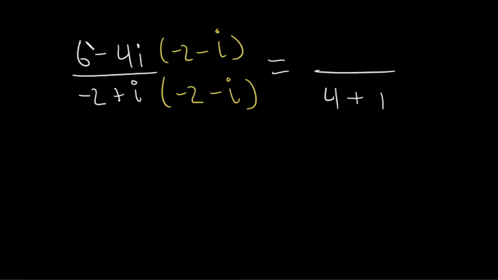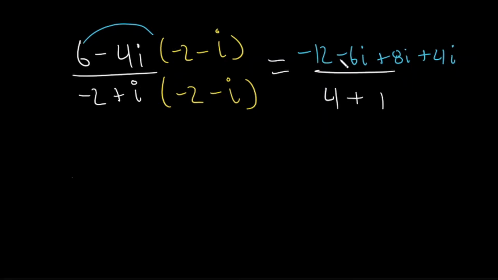We have 6 times negative 2 is negative 12. 6 times negative i is going to be negative 6i. Negative 4i times negative 2. Negative 4 times negative 2 is 8, so it's going to be 8i. And finally, negative 4i times negative i. That is going to be positive 4 times i.